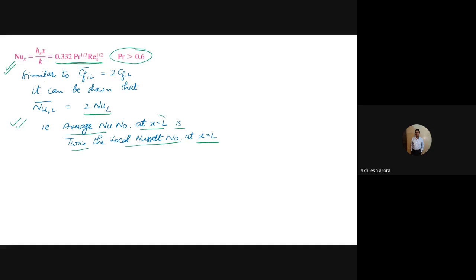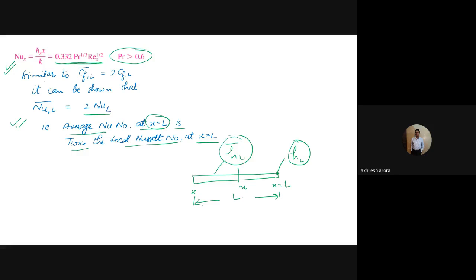Here x is equal to L means I am considering the full length of the plate. So once again, if this is the full length of the plate, I am calculating the average Nusselt number here, and this is the value of the local Nusselt number at x is equal to L here. x can be any location. So this total length is actually L for the plate. This value is the local value at this particular location only, and this h_L stands for the average value of the heat transfer coefficient.